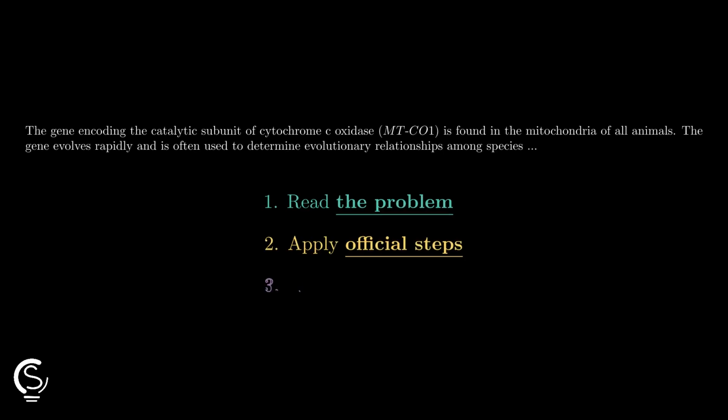Mitochondrial DNA differences can build this tree fast, and the trick is matching closest relatives first, then placing the next closest species without overthinking it.